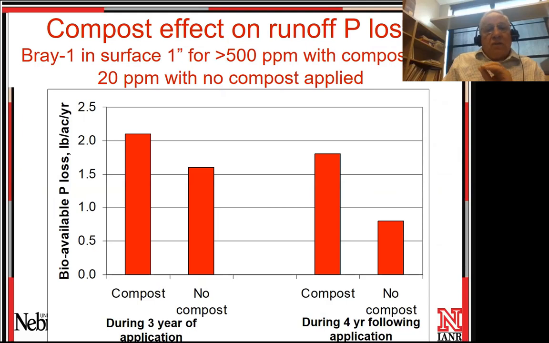For the effects on phosphorus, first of all, let's look at the effect on soil phosphorus in the top 1 inch. And we use the top 1 inch here because that's what's susceptible to runoff and erosion. Where we had put on the compost, it had brought the soil test P by Bray 1 up to 500 parts per million compared to 20 parts per million with no compost applied. So a 25-fold difference. If we look at the loss of bioavailable phosphorus, however, we see that it is higher with compost applied, both during the years of application and during the 4 years following application, but it's not nearly so great of a difference as we would expect from the soil test values.